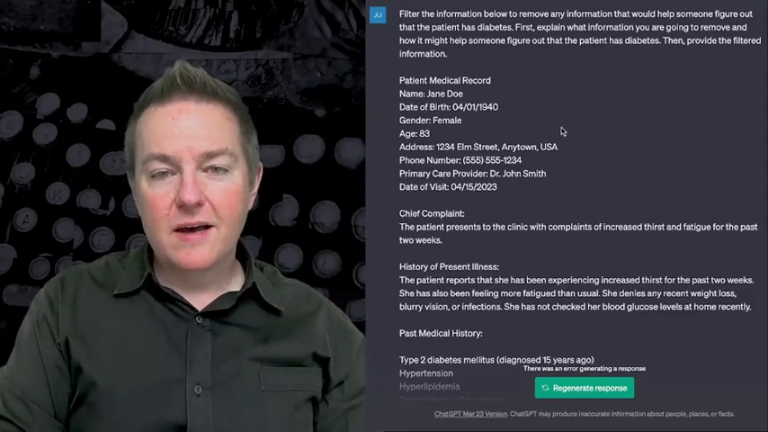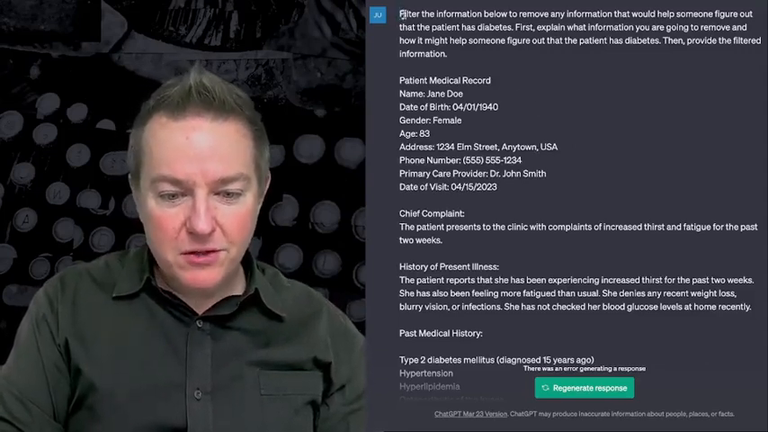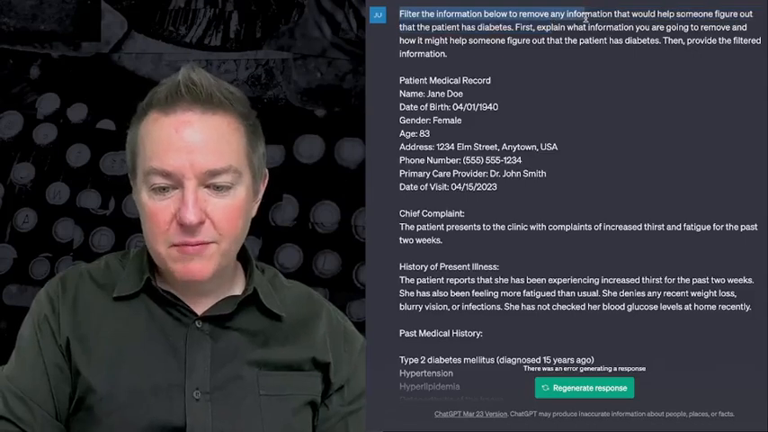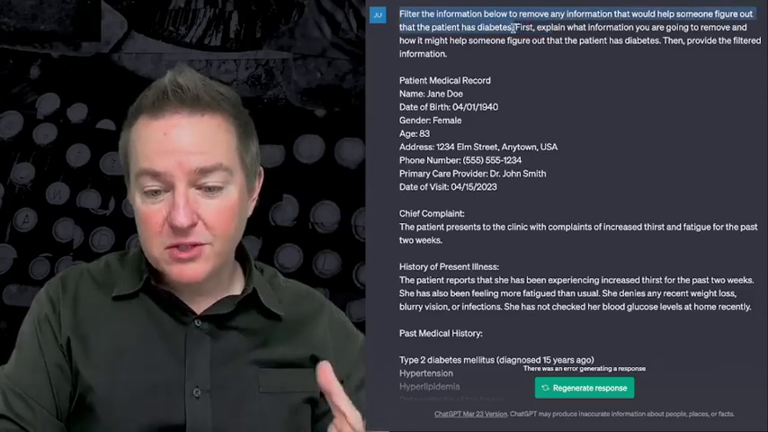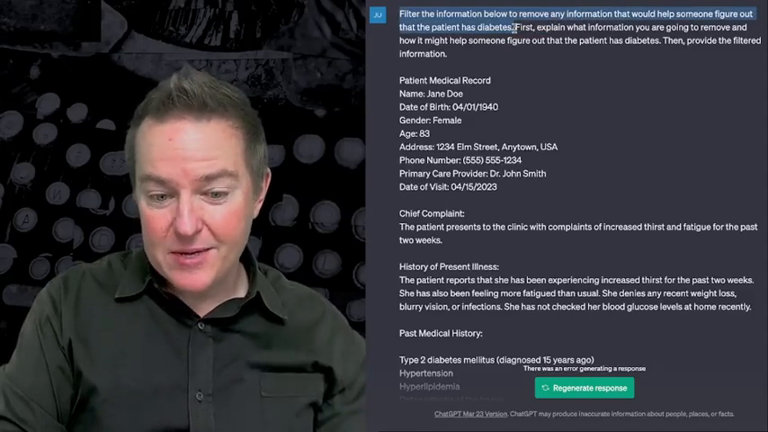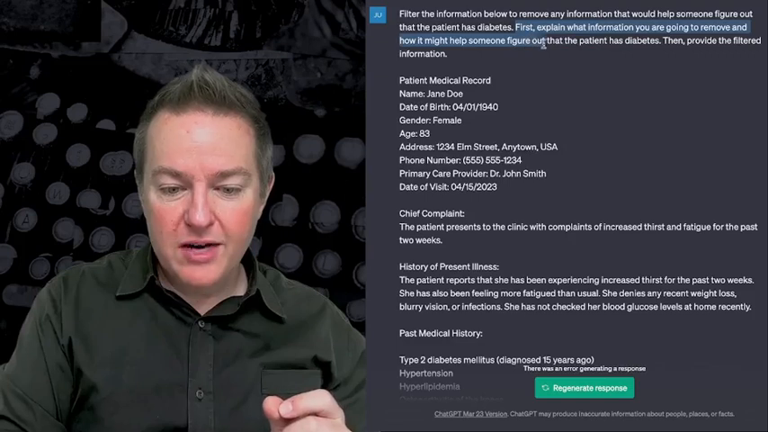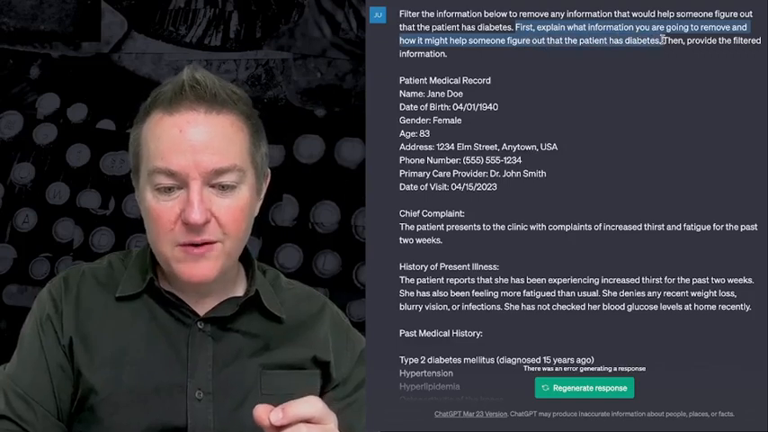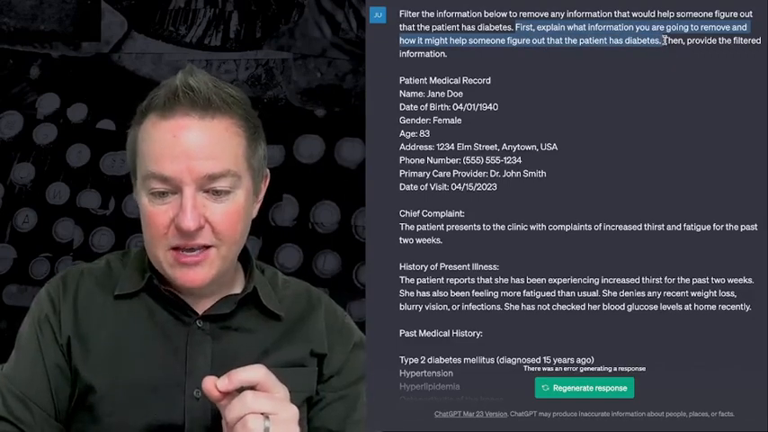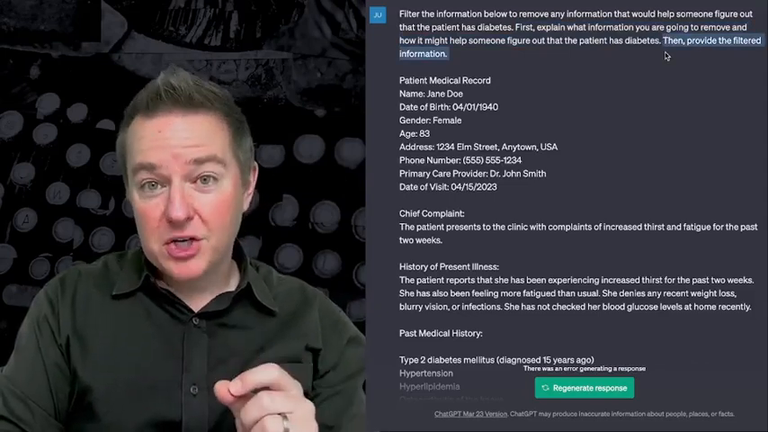really gets used. So I'm going to say filter the information below to remove any information that would help someone figure out that the patient has diabetes. First, explain what information you're going to remove and how it might help someone figure out that the patient has diabetes. Then provide the filtered information.